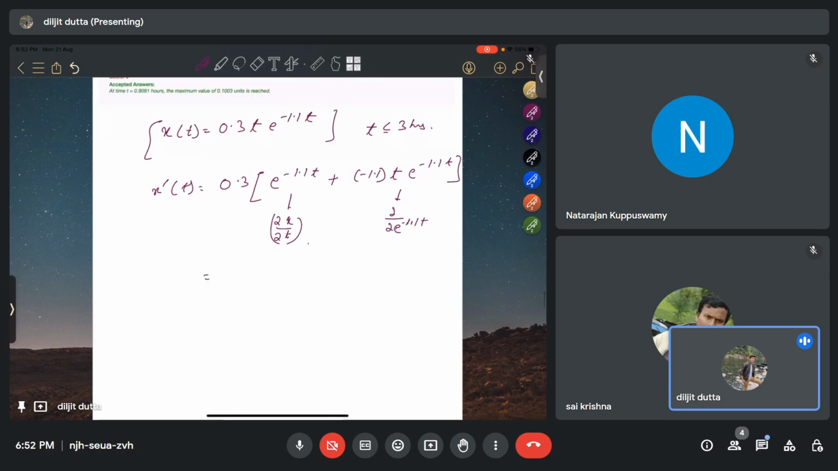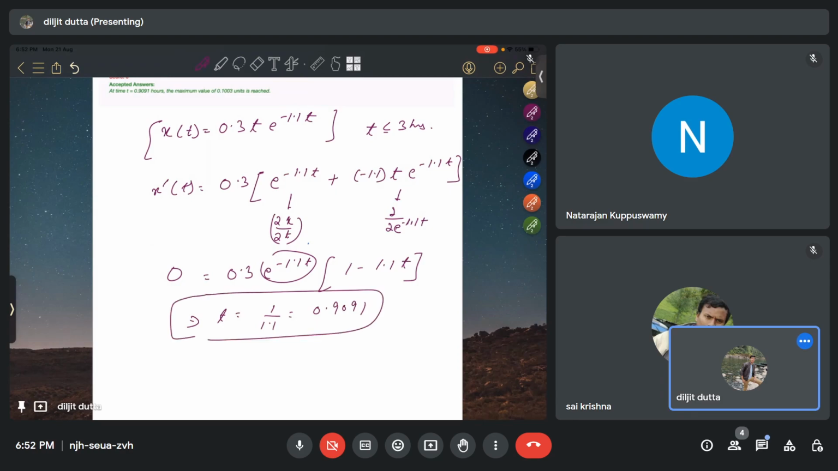So this is how you do the derivative by parts of a multiplication like this one. So it will be 0.3 e to the power minus 1.1 t times (1 minus 1.1 t). Now this derivative should be equal to 0 to get the maxima, the optimal solution. This exponential term can never be 0, so t is equal to 1 by 1.1, which is equal to 0.9091.